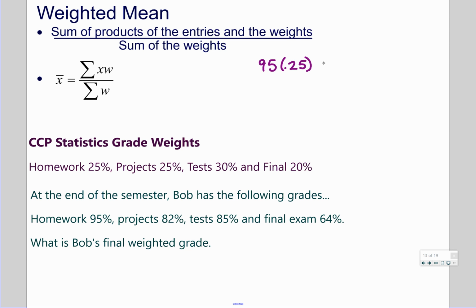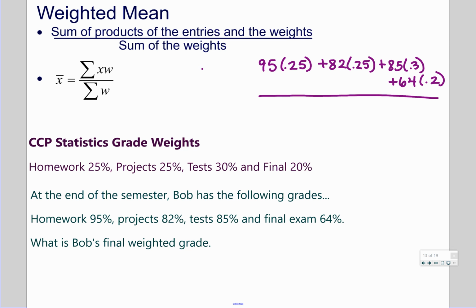So next, Bob has an 82 for projects. Projects are worth 25%. He has an 85 for tests. Tests are worth 30%, 0.3. And then he has a 64 for his final exam, and that is worth 0.2.